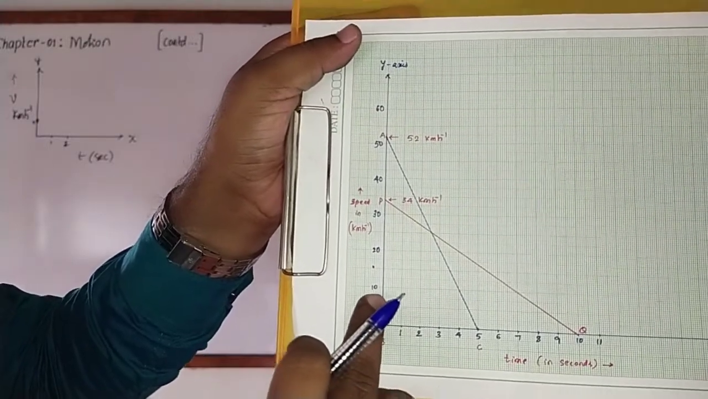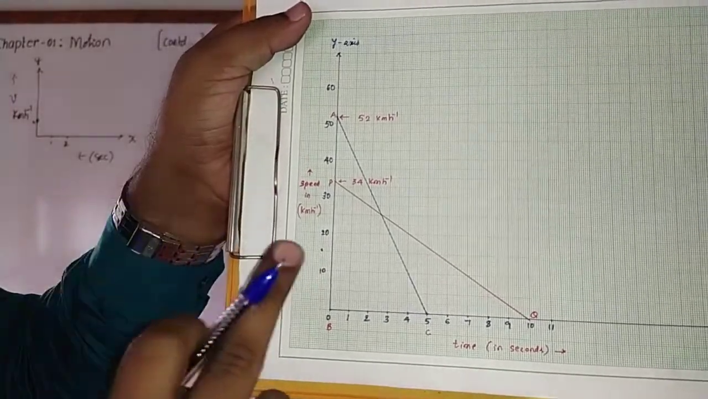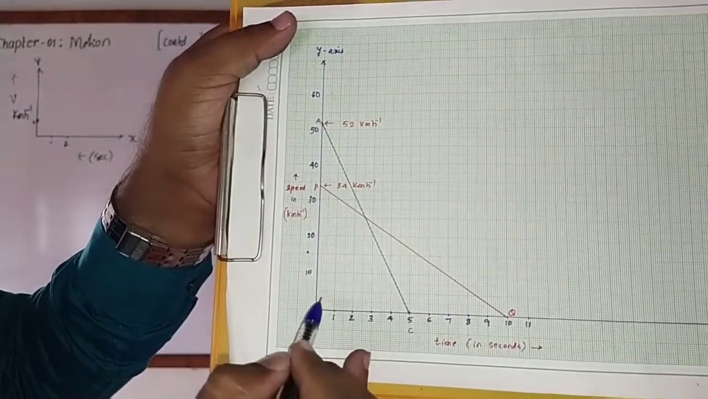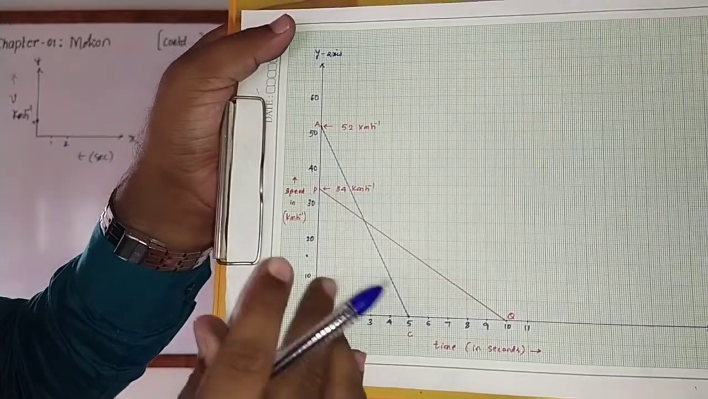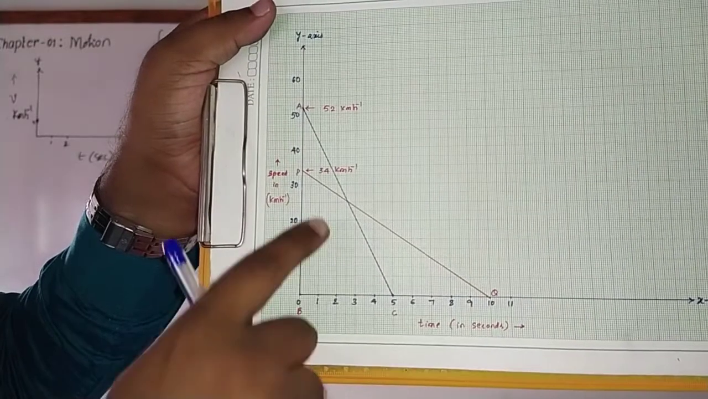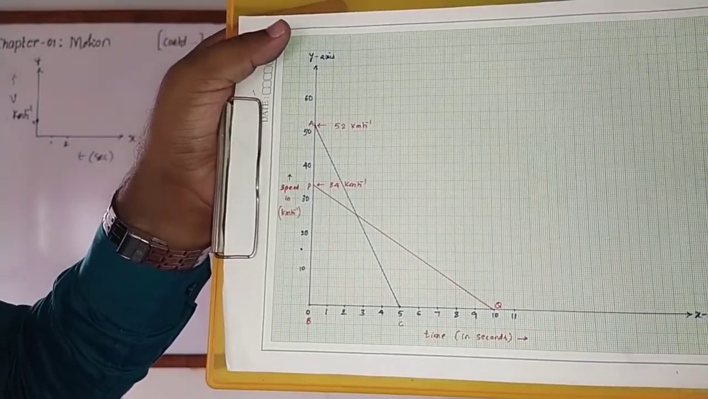Here I have taken every 2 centimeters as 10 km/h: 10, 20, 30, 40, 50, 60. I could have taken just 1 centimeter equal to 10, but it would have been smaller. So for our convenience I have taken 2 centimeters equal to 10 km/h.